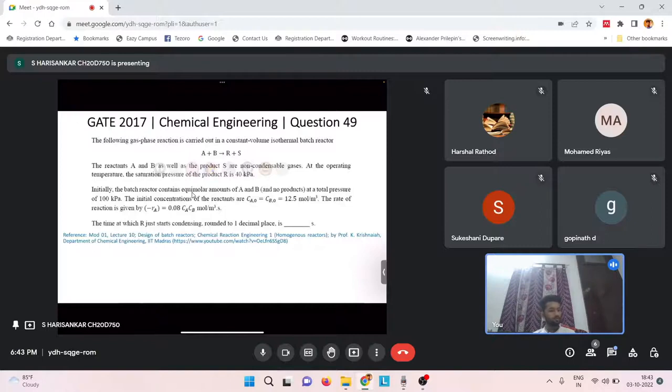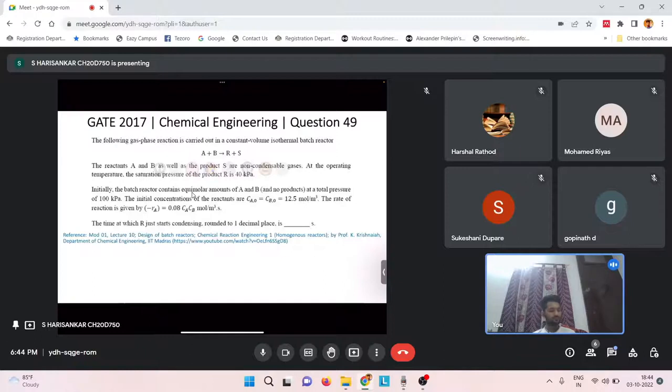Initially, the batch reactor contains equimolar amounts of A and B and no products at a total pressure of 100 kilopascal. The initial concentrations of the reactants are Ca0, Cb0 equal to 12.5 mole per meter cube. The rate of the reaction is given by minus Ra is equal to 0.08 CaCb mole per meter cube second. The time at which R just starts condensing rounded to one decimal place is dash seconds.